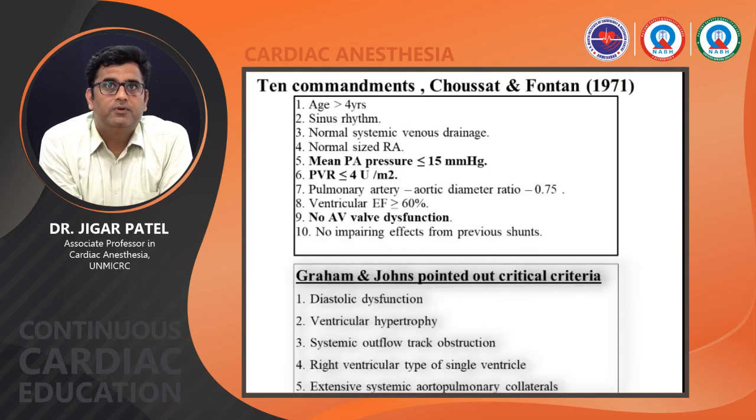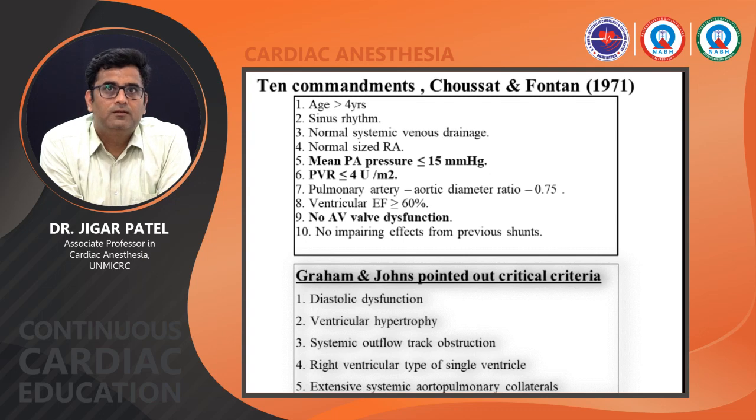So this is the list of 10 commandments given by Choussat and Fontan in 1971. These are the 10 things you have to look for in an ideal Fontan candidate. The patient should have age greater than 4 years, sinus rhythm and normal systemic venous drainage, normal size right atrium, mean PA pressure less than 15, PVR less than 4 Wood units, pulmonary artery to aortic diameter ratio of 0.75, ventricular ejection fraction greater than 60%, no AV valve dysfunction and no impairing effect from the PA shunt.